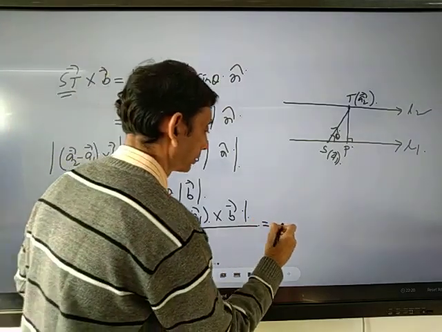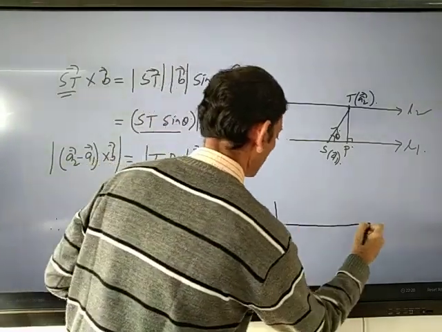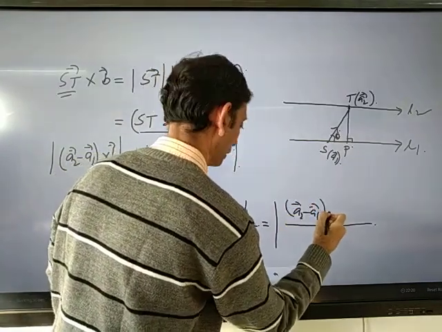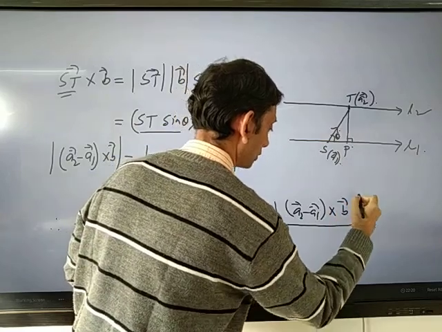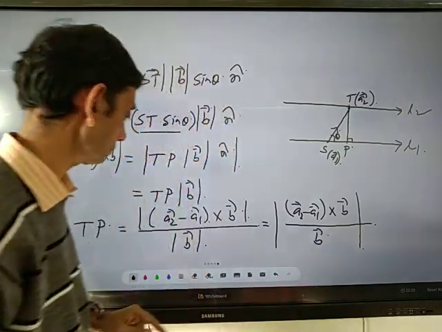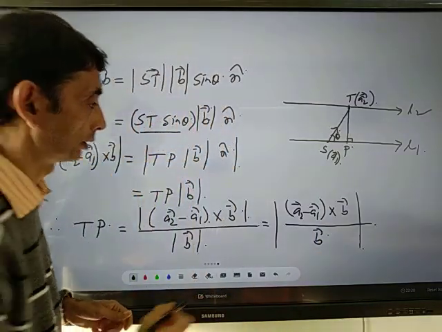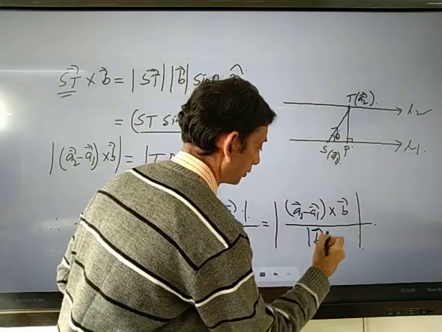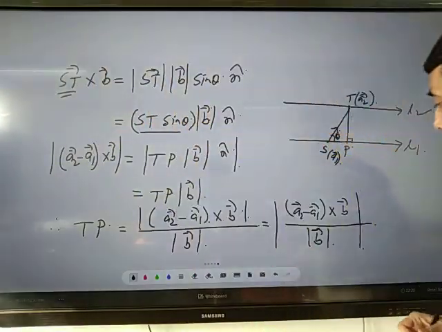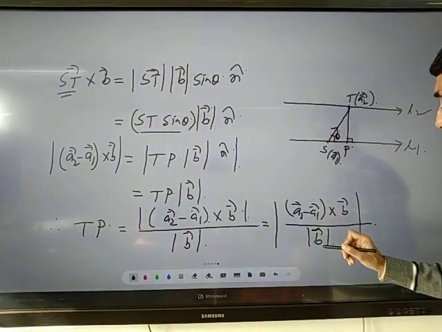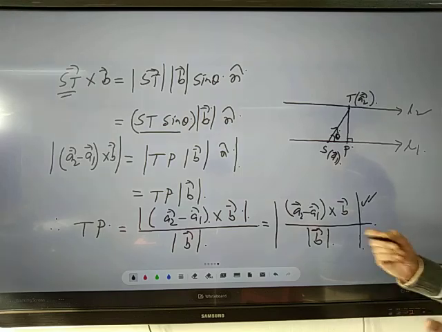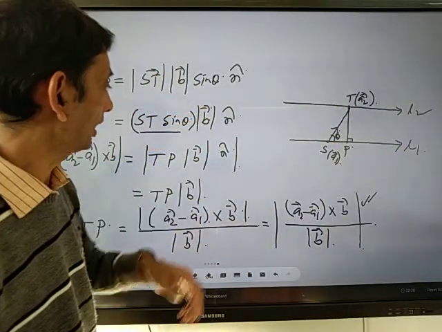This can be simplified, so you can write the formula in the form of mod of a2 minus a1 cross b, divided by vector mod b. This is the formula to find the distance between two parallel lines.